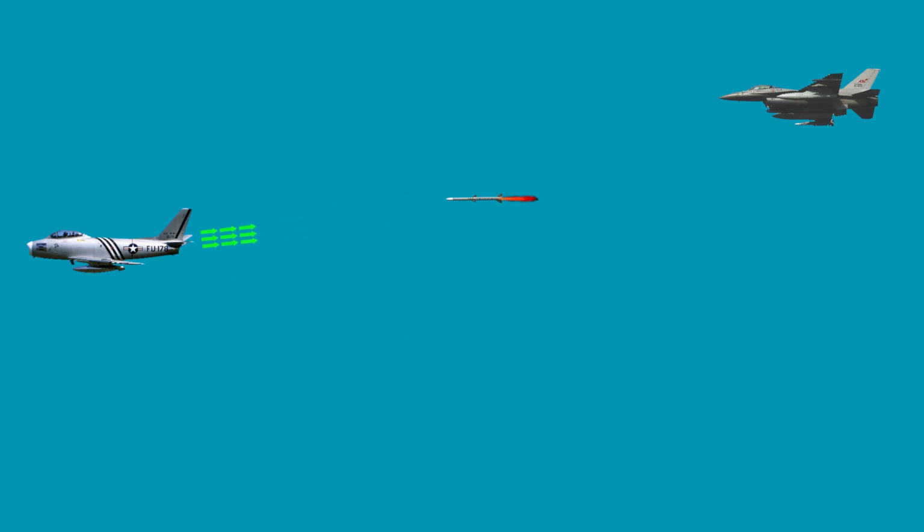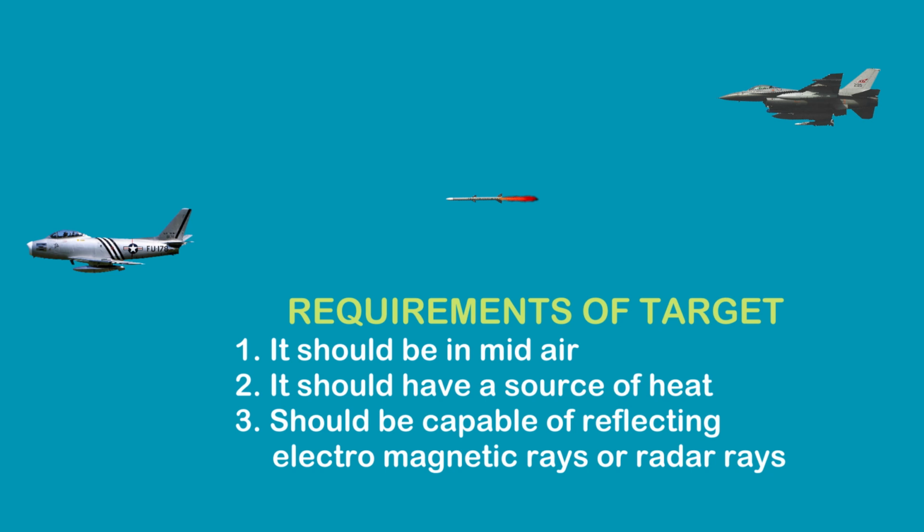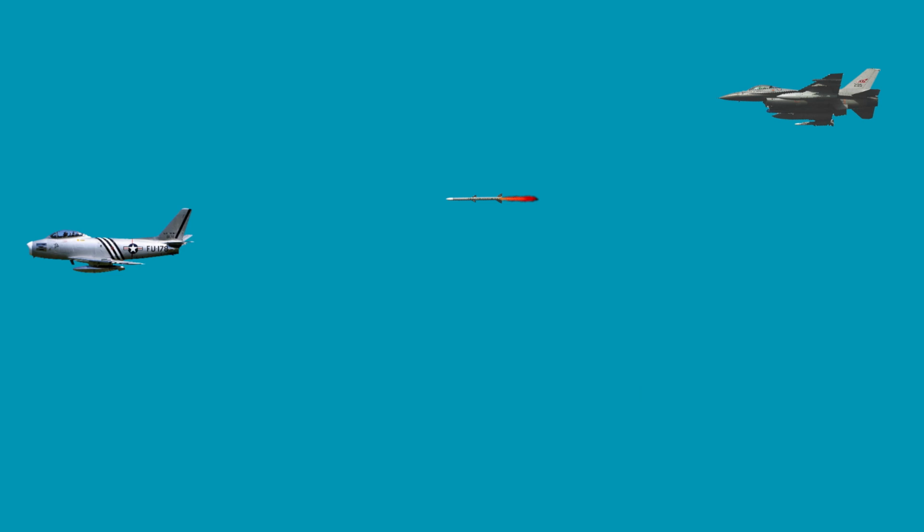Now we know what the requirements of a target for air-to-air missile firing are. First of all, it should be in mid-air and remain in the air for some time. It should produce heat for a heat-seeking missile, and at the same time, it should be capable of reflecting electromagnetic rays for a radar-guided missile. This is a target known as a flare or target flare.